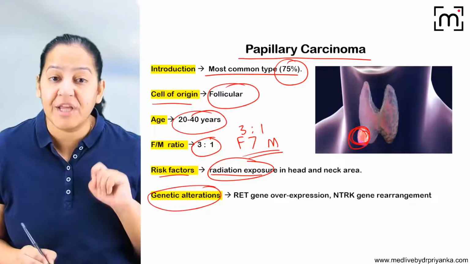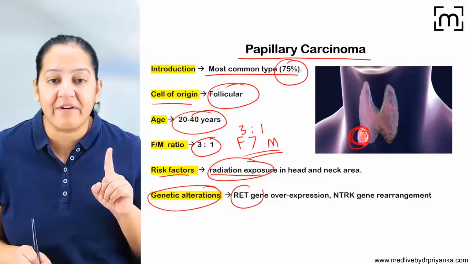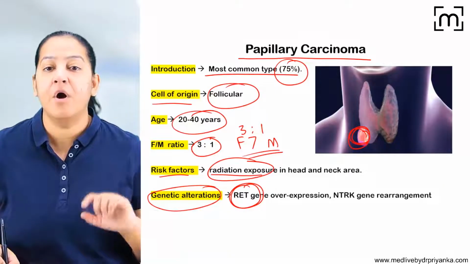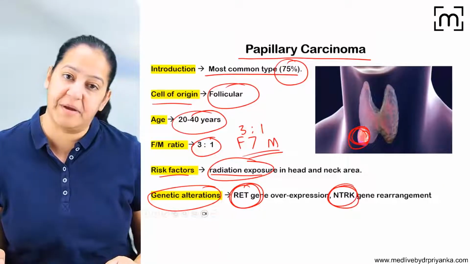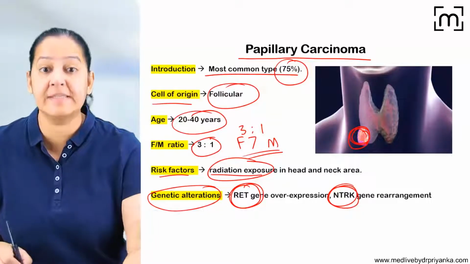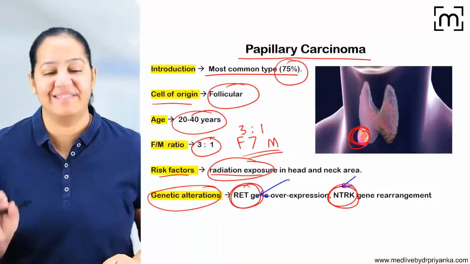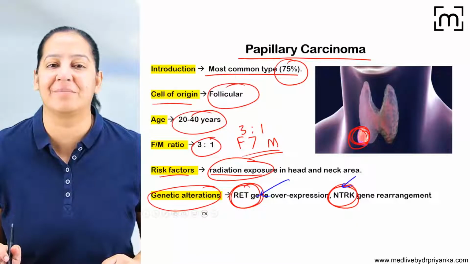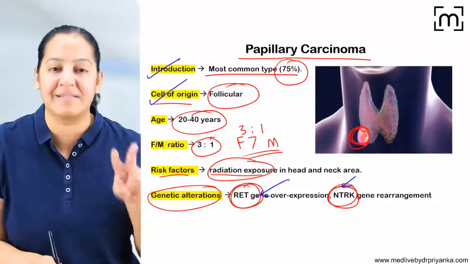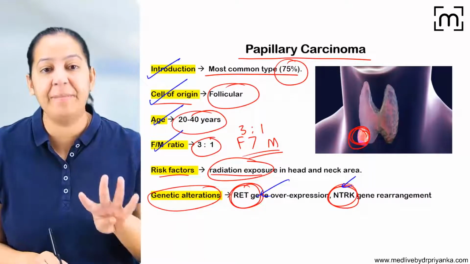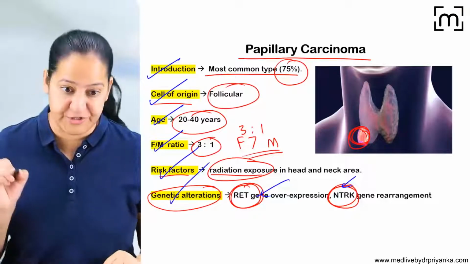Genetic alteration: learn the name of the gene. Most commonly it is the RET gene which is mutated, or ALK gene rearrangement. Learn the names of the two genes, RET and ALK. That is the mutation which leads to papillary carcinoma. So we have seen the introduction, the cell of origin, the age, female-male ratio, risk factor, and mutations till now.